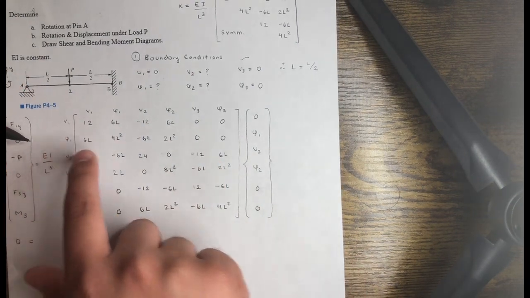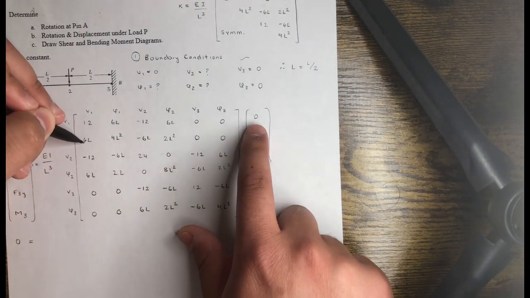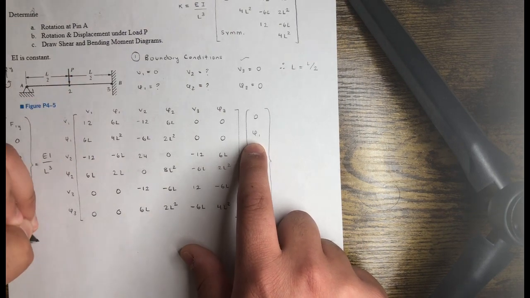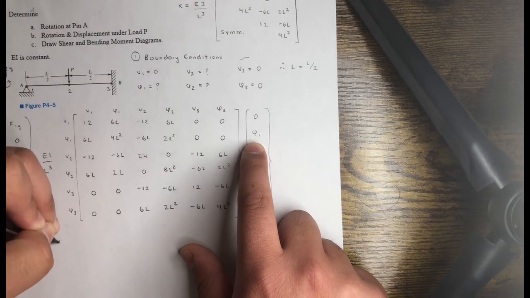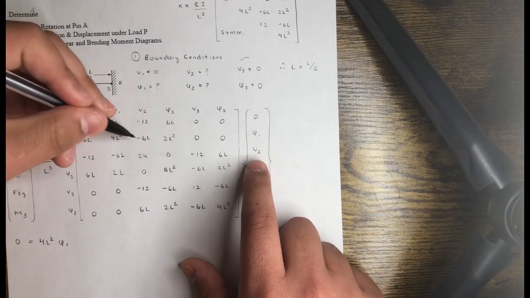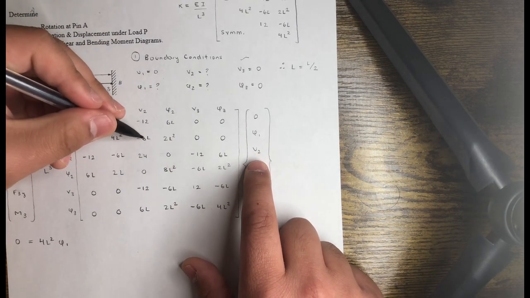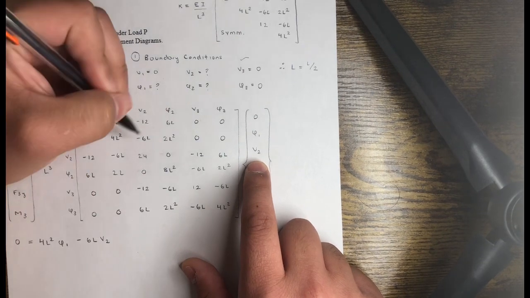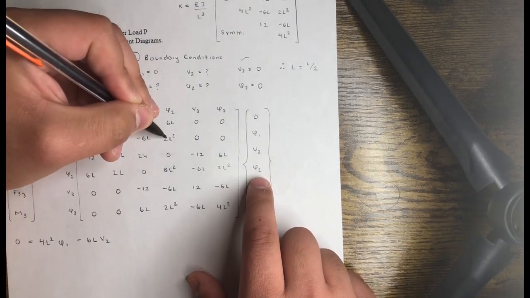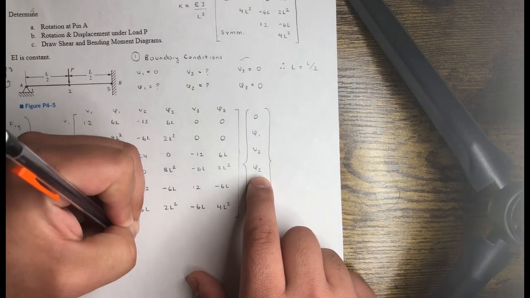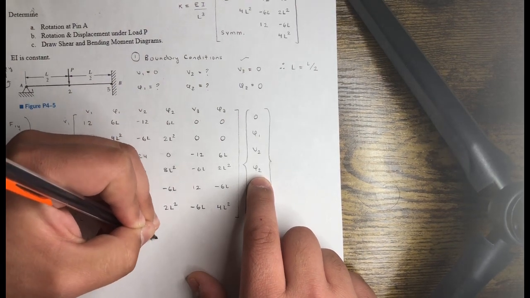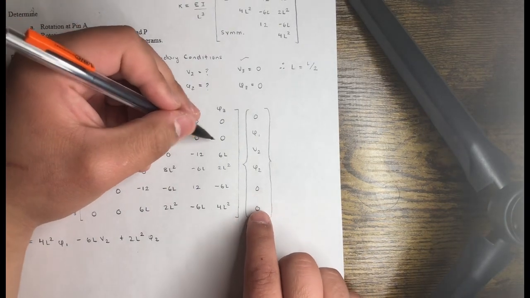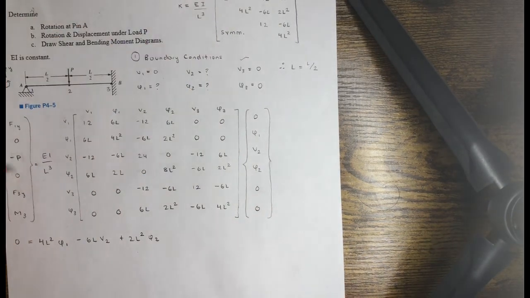So let's focus on that second row. It's going to be 6L times 0 plus 4L squared phi1, minus 6LV2, then plus 2L squared phi2, and then 0V3 plus 0 phi3. Cool, so that one's done.